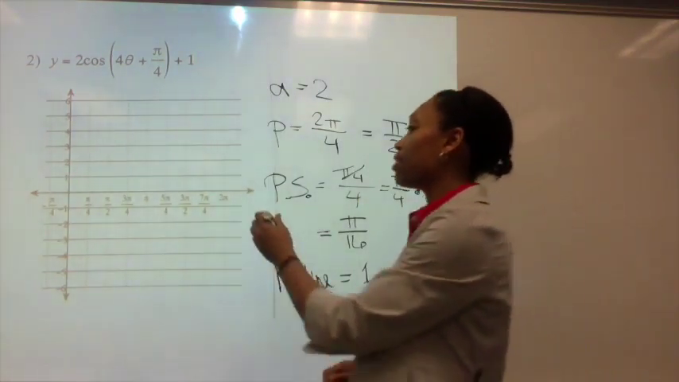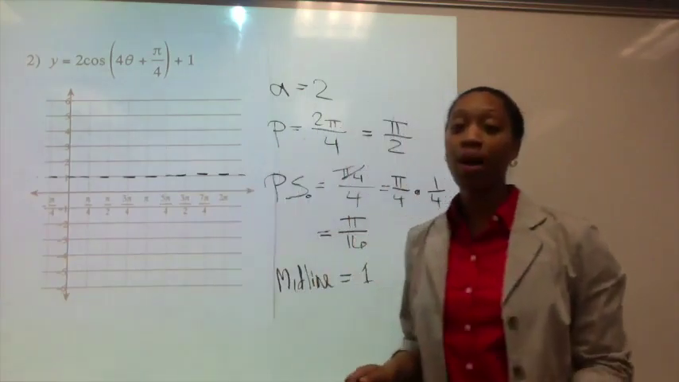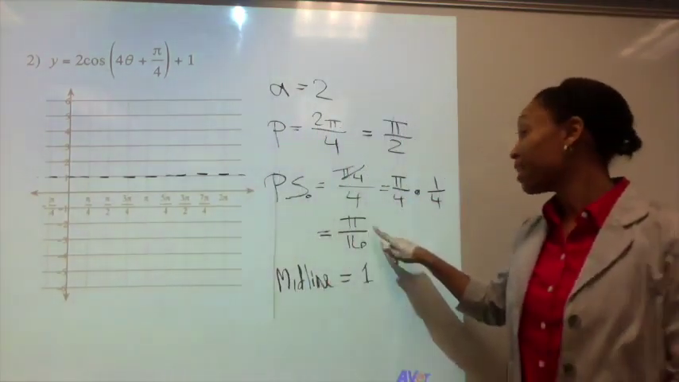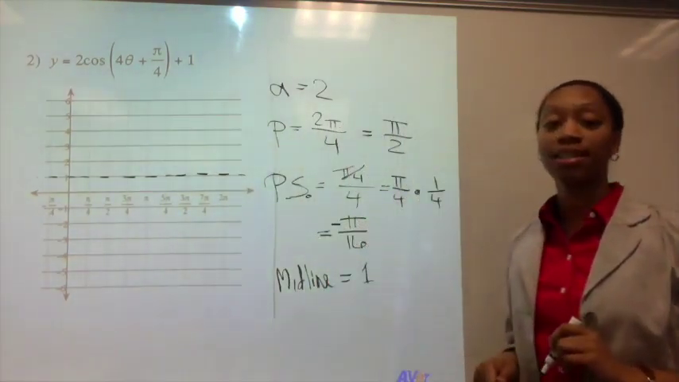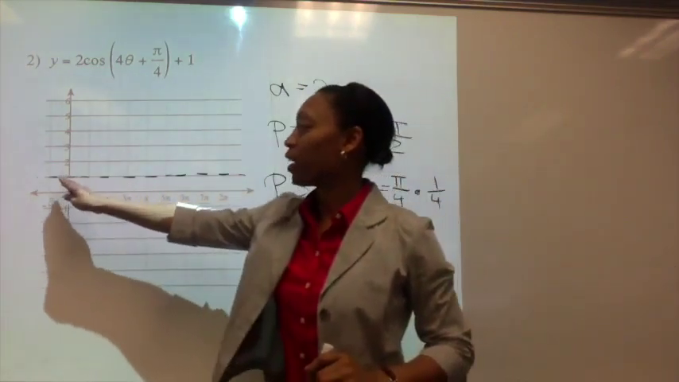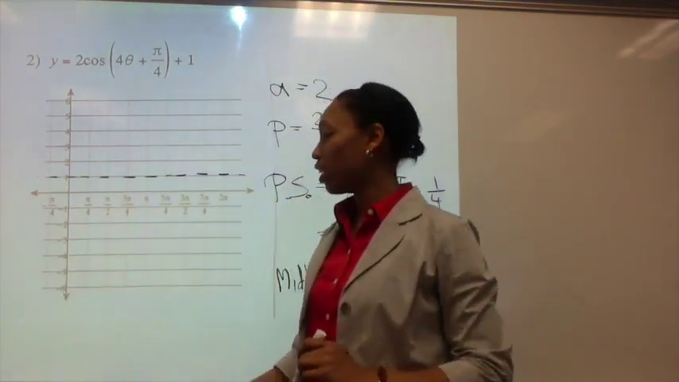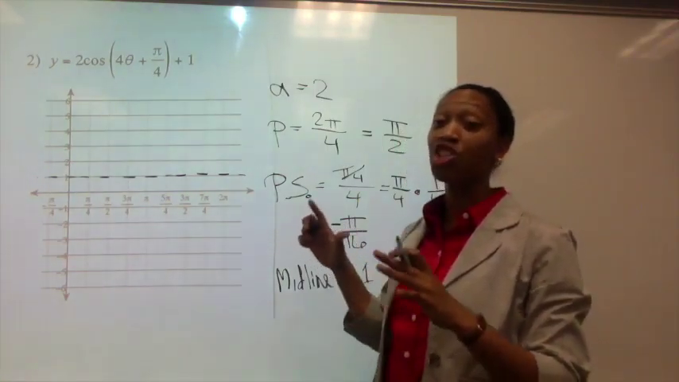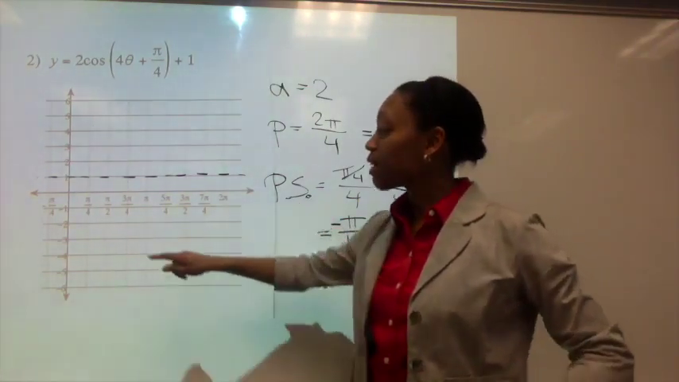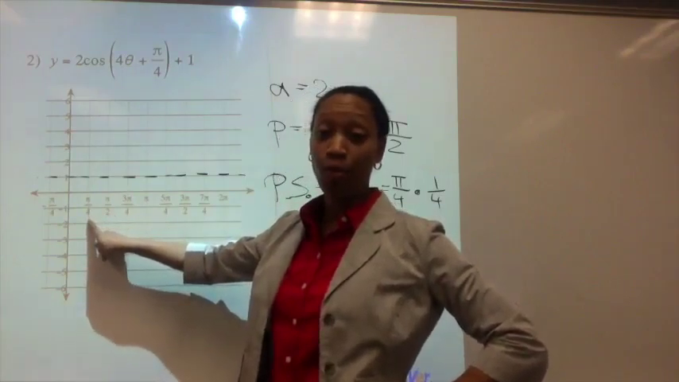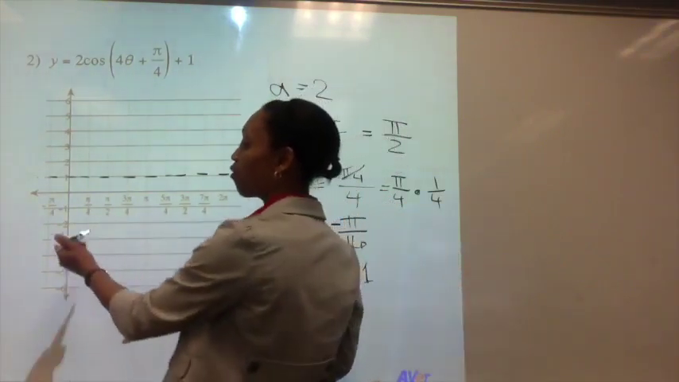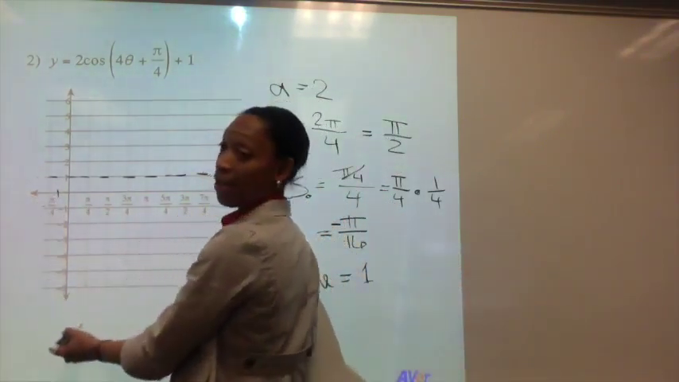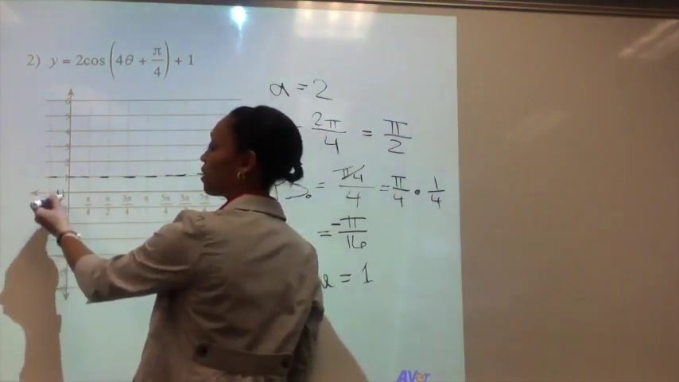Okay, so now I'm ready to start graphing. I know my midline is going to be at 1. But when I get ready to draw this shift of negative pi over 16, I don't want to go negative, okay? Actually, this particular one, it looks like pi over 16 might fit on the graph because I can see that I'm counting by fourths here. So a half of a fourth would be an eighth, and a half of an eighth would be a 16th.